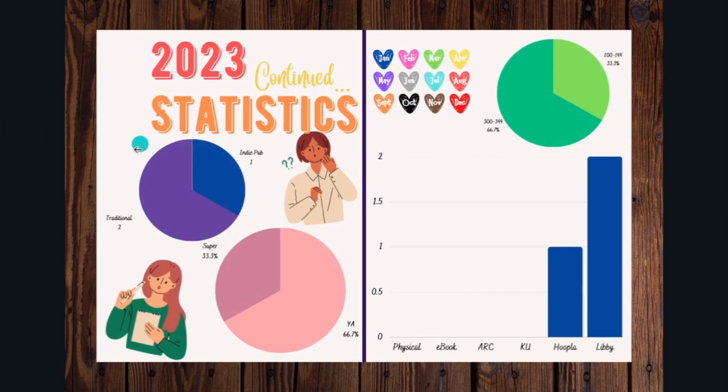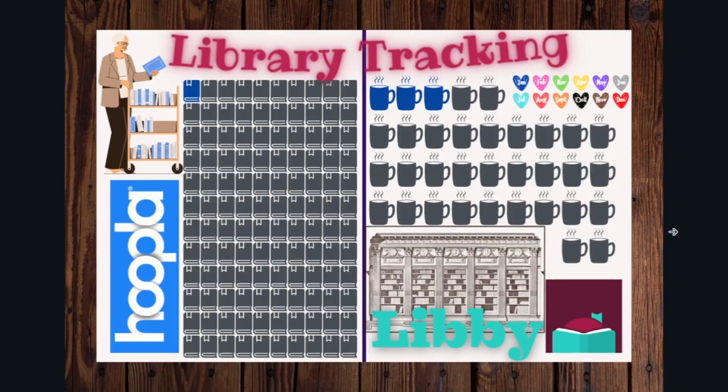Okay, and here's more continued stats. So we've got type of publisher. This one is character age groups. We've got page breakdowns, and then where located. And that's it for stats.